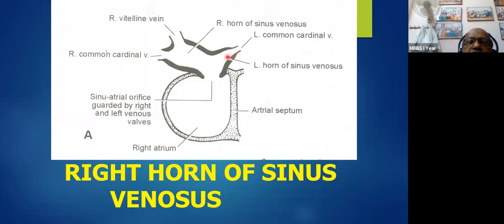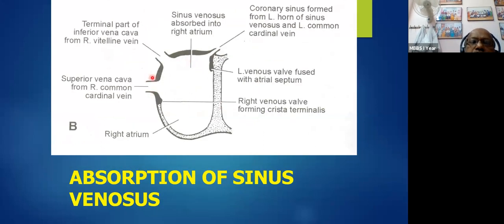Now this is the left horn of the sinus venosus, so that is forming your coronary sinus. Now this right horn of the sinus venosus is getting absorbed into this to form your posterior smooth part. Now you see it is getting absorbed. So this is the posterior smooth part.